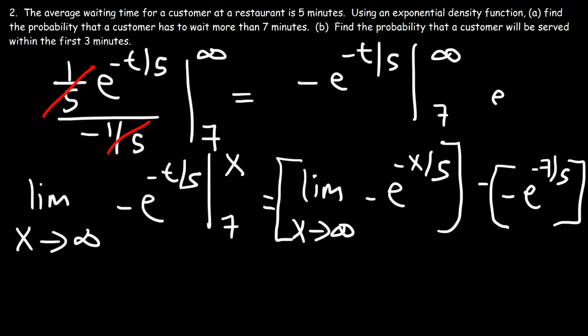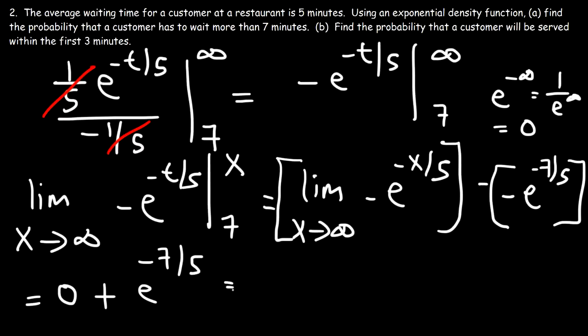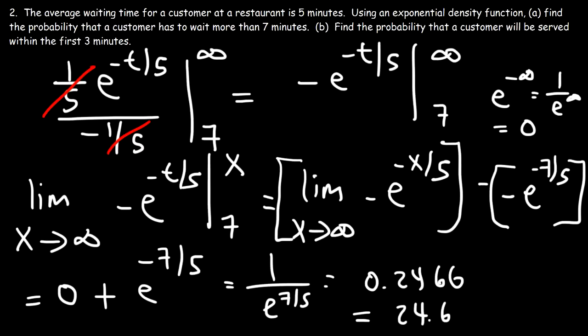Now, e to the negative infinity, that's basically 1 over e to the infinity. And since it's bottom heavy, it's going to be 0. So this entire limit is equal to 0. And then these two negative signs will cancel. So it's going to be plus e to the negative 7 over 5, which is 1 over e to the 7 over 5. So at this point, we need to use a calculator. And so you should get 0.2466. So there's a 24.66% chance that the customer has to wait more than 7 minutes to be served food.